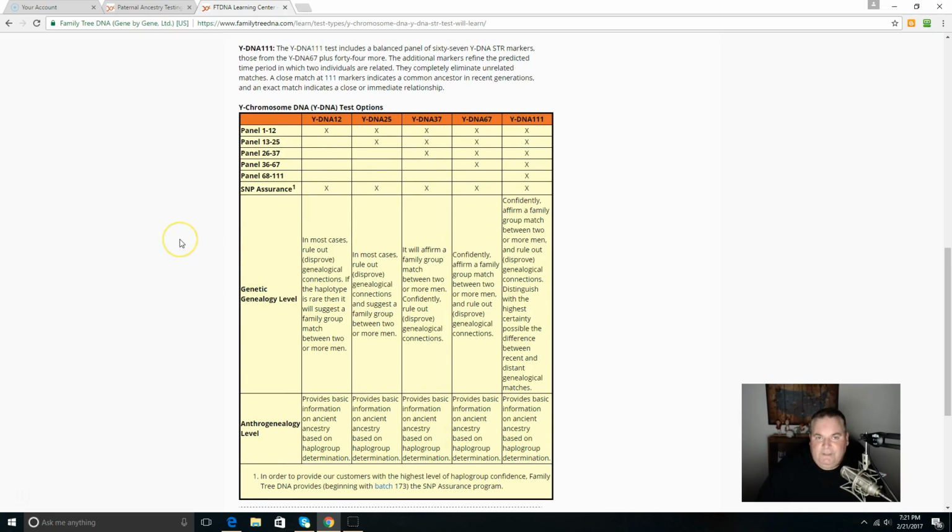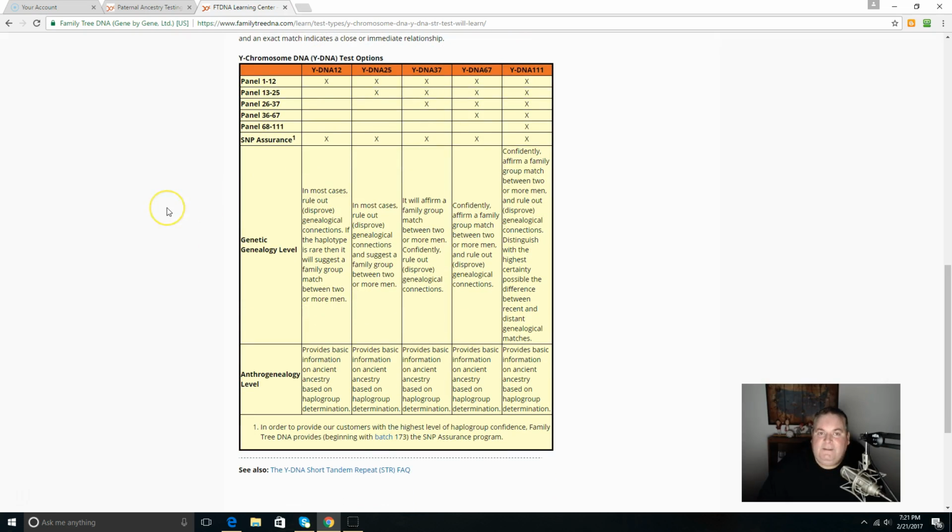Here is another diagram here where you can see the different test options, what may work best for you. Obviously, the Y-DNA 111 test is your most complete. So you're testing along a longer line, so to speak, of your DNA. So you're going to get more refined results, so to speak, from that test.